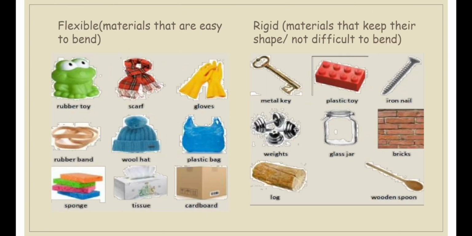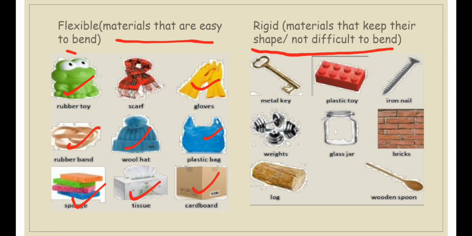Flexible materials. Materials that are easy to bend are called flexible, like rubber toy, squishy, scarf, gloves, plastic bag, cardboard, tissue, hat, rubber band, and sponge. They all are flexible. It means that we can bend them easily. Rigid materials are those that do not change their shape, like metal key, plastic toy, iron nail, vase, things used for weightlifting, glass jar, bricks, wall, wooden log, and wooden spoon. They all are rigid. It means they do not change their shape.